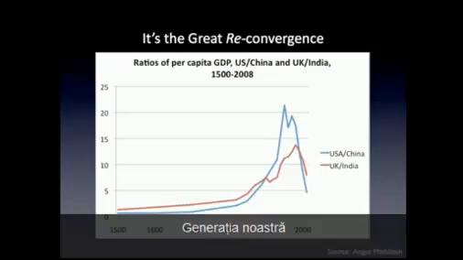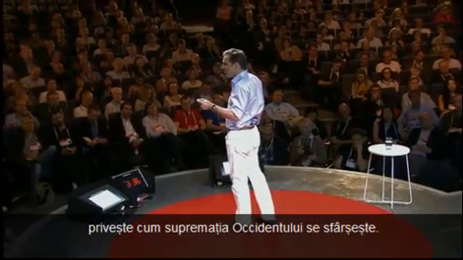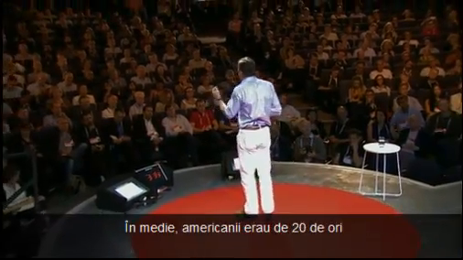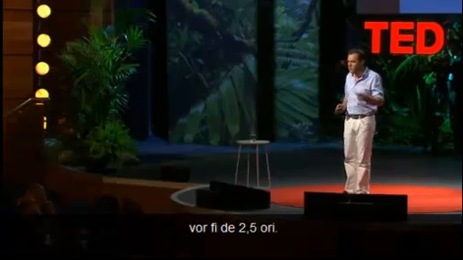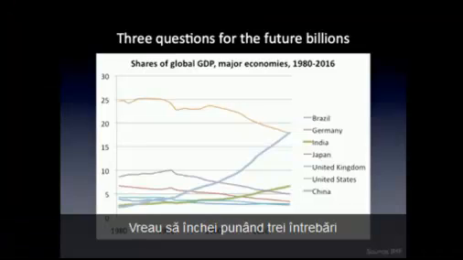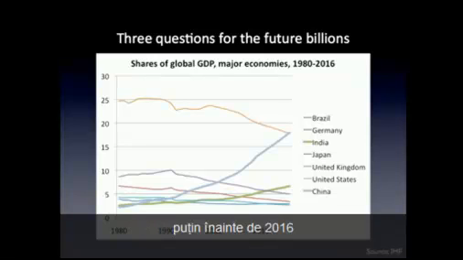It's our generation that is witnessing the end of Western predominance. The average American used to be more than 20 times richer than the average Chinese. Now it's just 5 times, and soon it will be 2.5 times. So I want to end with 3 questions for the future billions. Just ahead of 2016, when the United States will lose its place as number one economy to China.